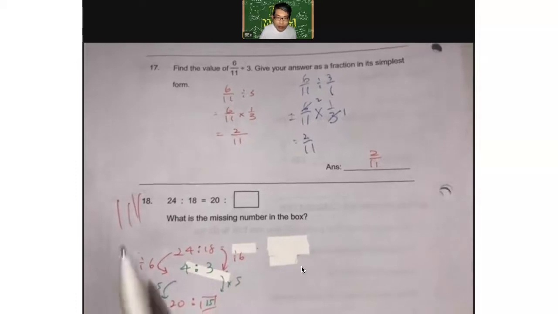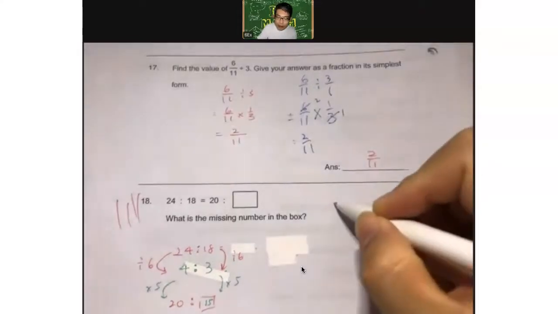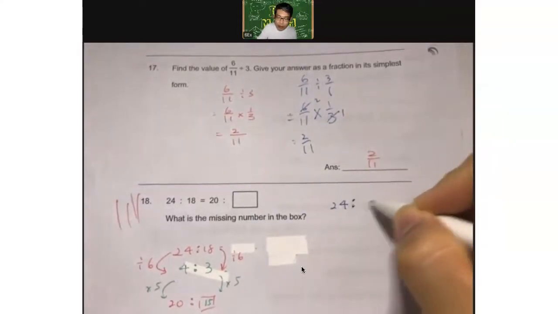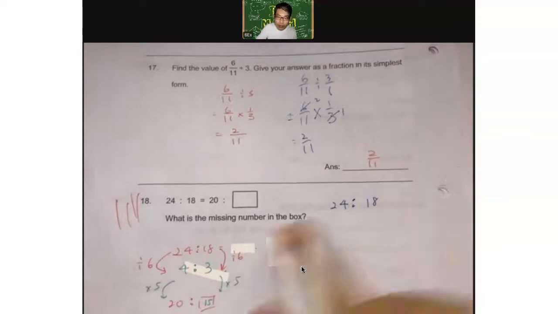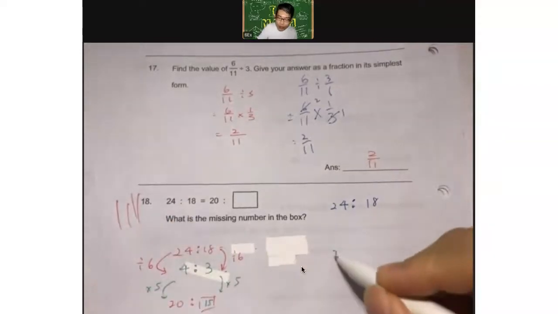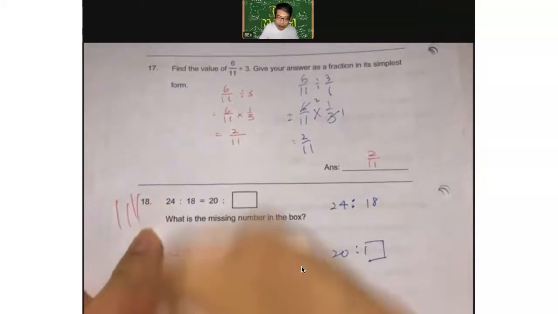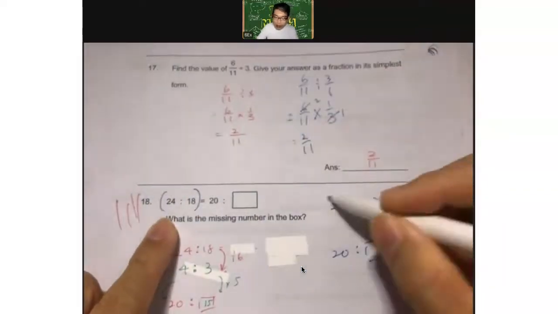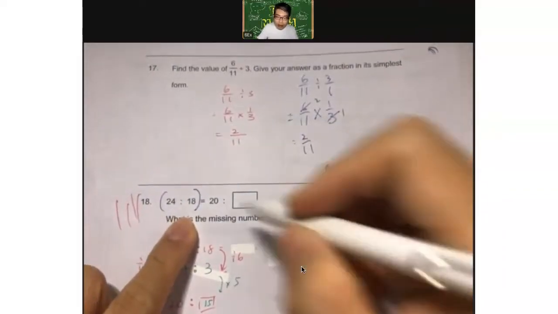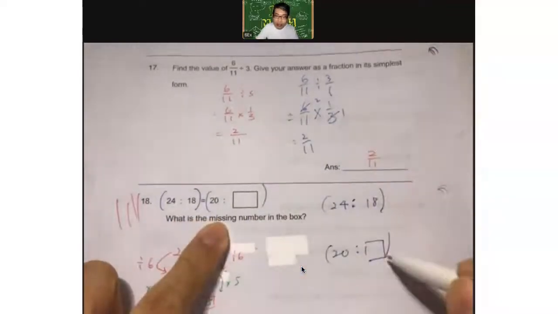this is quite a number, we got this wrong. You're supposed to find a missing number in the box. So what would it be? Now, I would like to look at it this way. For example, 24 is to 18. We're supposed to change this to 20 is to something. So you notice that I am now reorganizing how I'm looking at this. This is actually the same as this portion here.